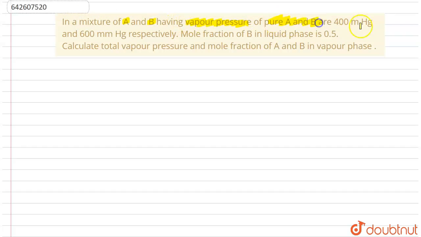Everyone, the question says: in a mixture of A and B, having vapor pressure of pure A and B 400 mm of Hg and 600 mm of Hg respectively, the mole fraction of B in the liquid phase is 0.5. Calculate the total vapor pressure and the mole fraction of A and B in the vapor phase.